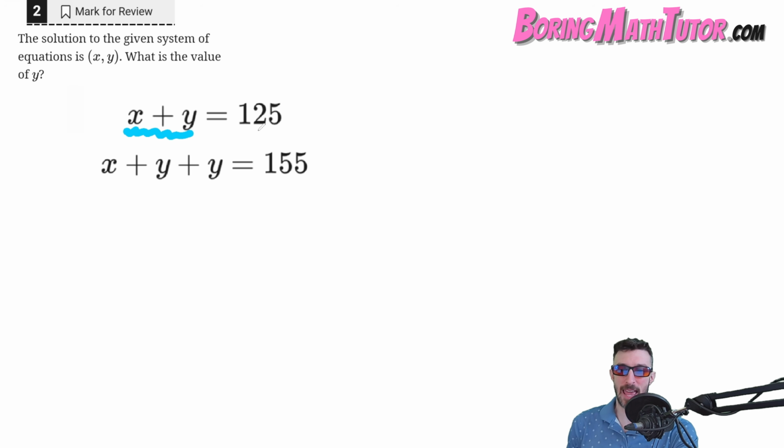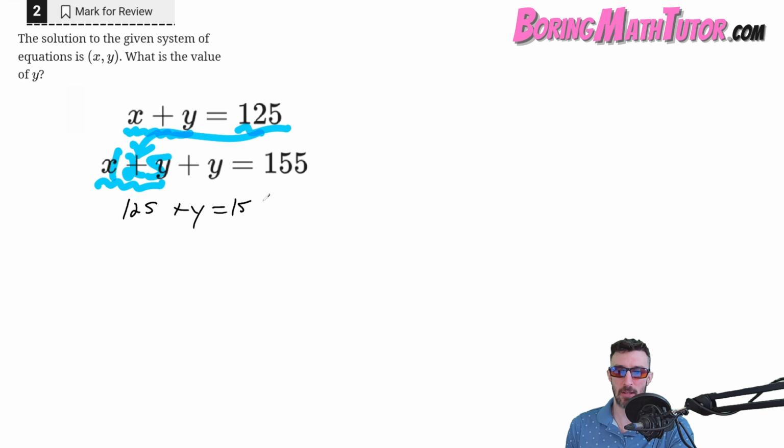We got a great problem for all you babies out there. They're telling us that x plus y is equal to 125, but they showed us x plus y in the other equation. So that means I can replace that with a 125. So now I have 125 plus y equals 155, and clearly y is 30. We done.